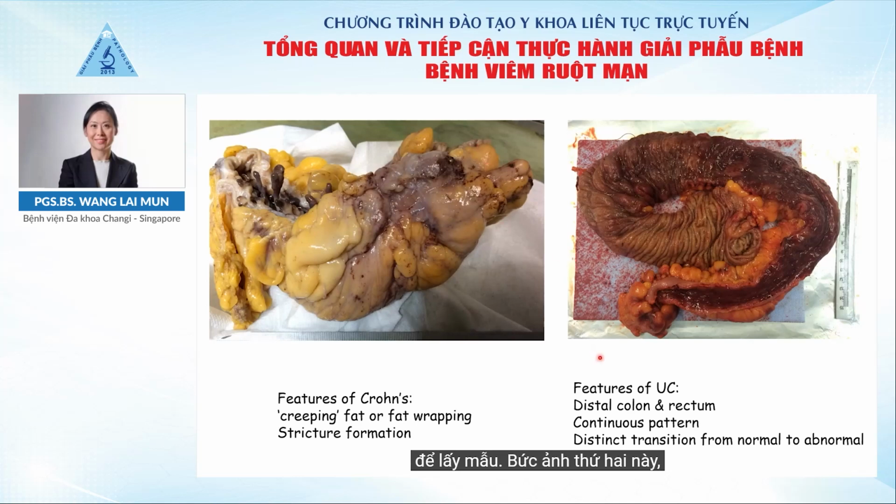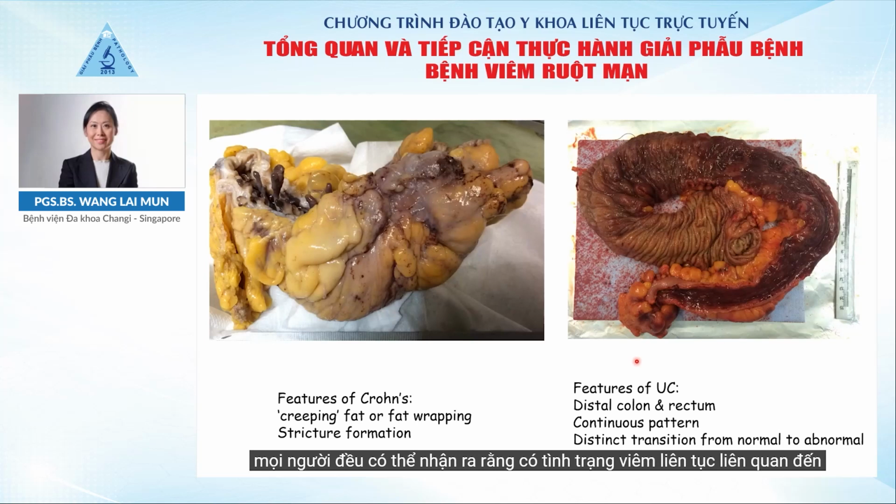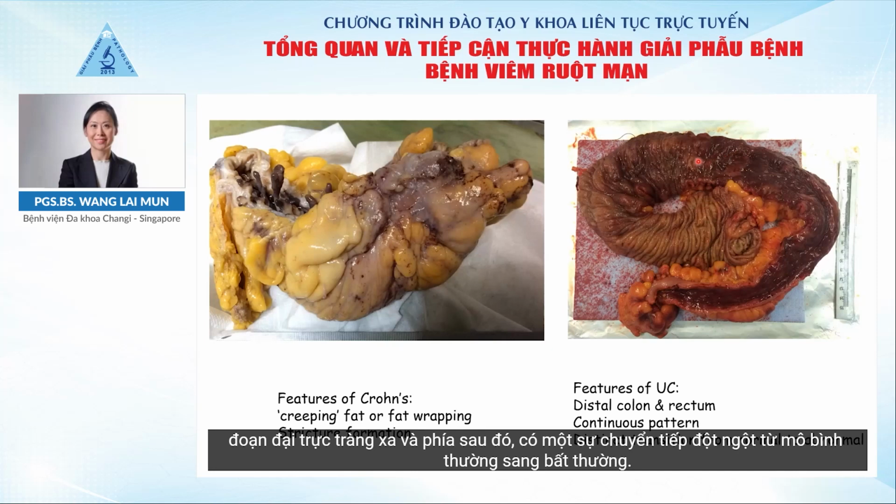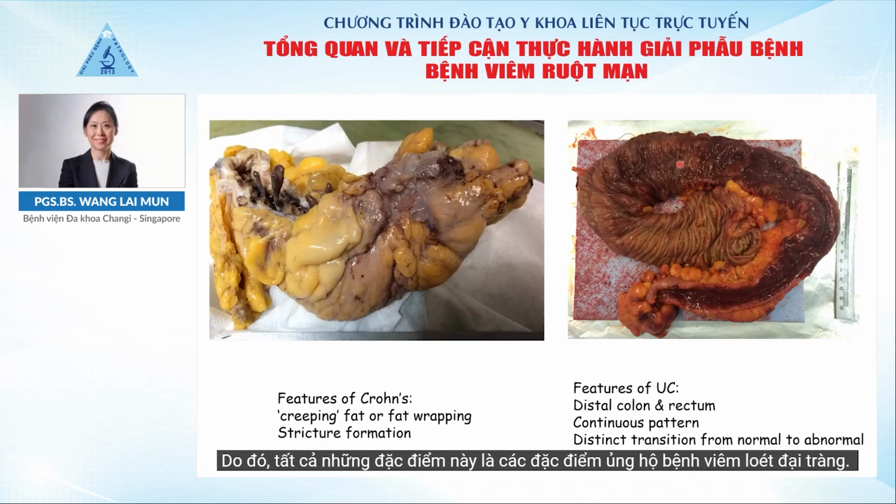This second one is what everyone can recognize: there is continuous inflammation involving the distal colorectum, and then there's an abrupt transition from normal to abnormal. So all these are supporting features of ulcerative colitis.